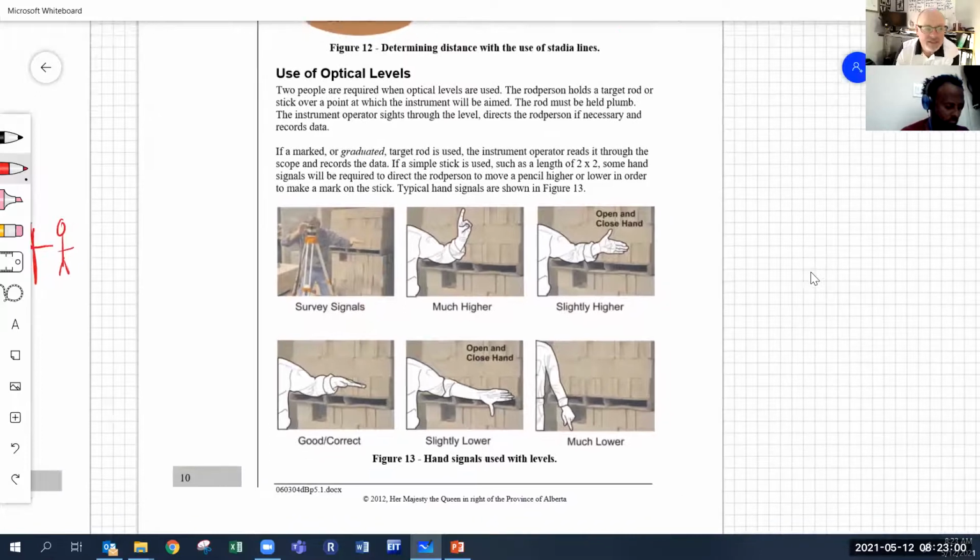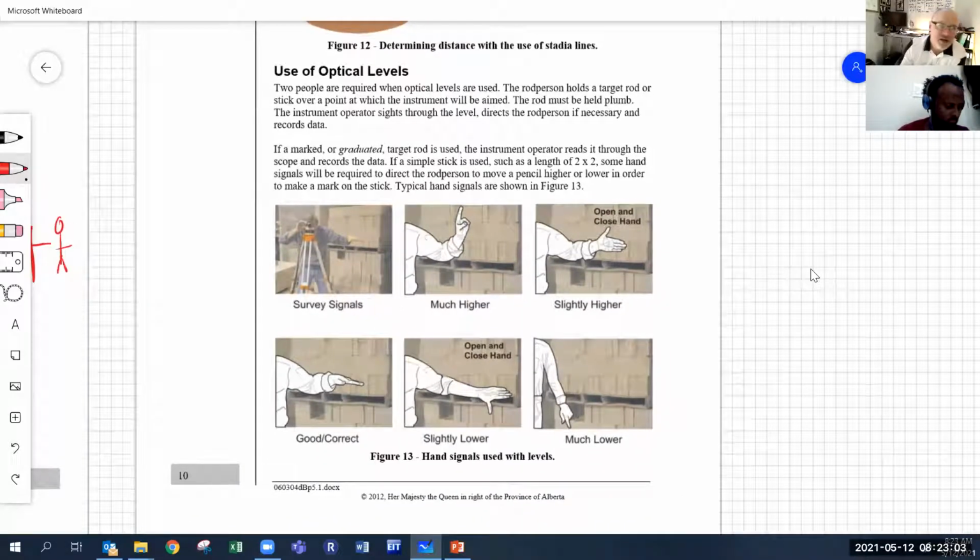And then we get down here where 2 people are required when optical levels are used, and we are going to work in partners. So you will have a partner for this shop class. We'll talk more about that when we do a JHA. So the rod person holds the target rod or stick or tape measure, whatever it is that you're using, over a point at which the instrument will be aimed.